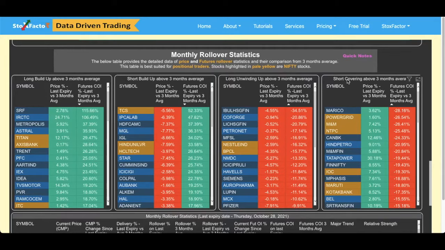Otherwise, you can focus on short covering too, because as we discussed in the previous video, short covering is also a very desirable event and it is likely to continue in the current expiry. So what we are trying to do here is we are expecting the same trend in the current expiry.